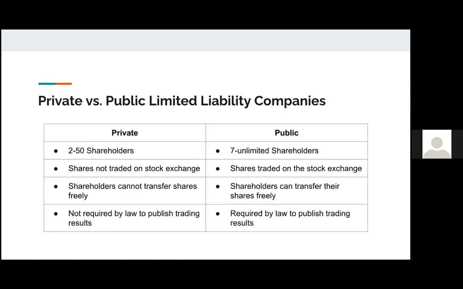So let's look at the private versus public limited liability companies. Private, like I said, 2 to 50, whereas public, it's 7 to unlimited shareholders. There's no maximum. In the private, shares are not traded on the stock exchange, whereas with public limited liability companies, shares are traded on the stock exchange. Like I said, you can't freely transfer shares within a private limited liability company, whereas with a public, you can. And finally, with a private limited liability company, you're not required by law to publish your trading results, whereas with public limited liability companies, you must.